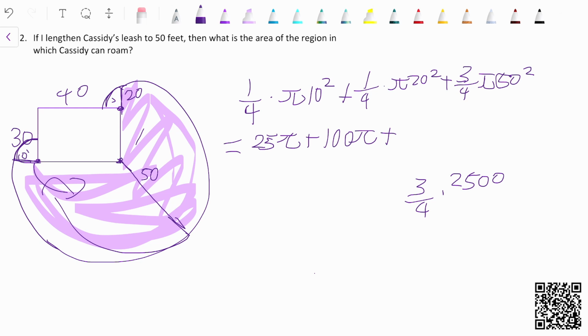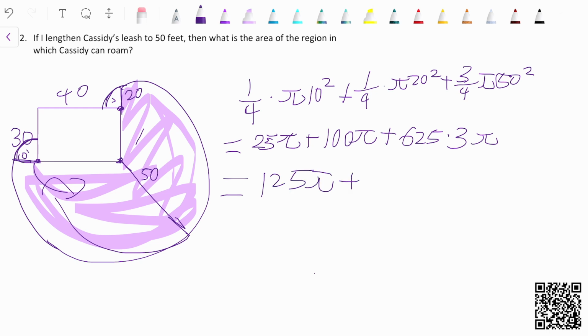since 2500 is equivalent to 100 times 25, and 100 divided by 4 is 25, this is equivalent to 25 times 25, then times 3. Since 25 times 25 is 625, we have 625 times 3. I'm going to expand this one more step and combine the two pi terms: 125 pi plus 600 times 3, which is 1800, and 25 times 3, which is 75, so 1875 pi. Add them together and we get 2000 pi.